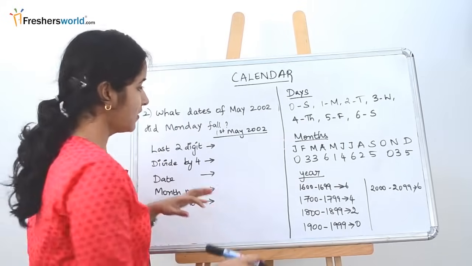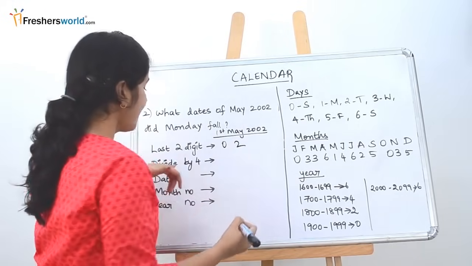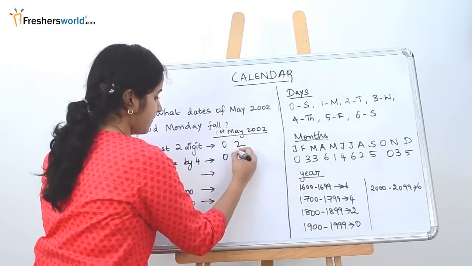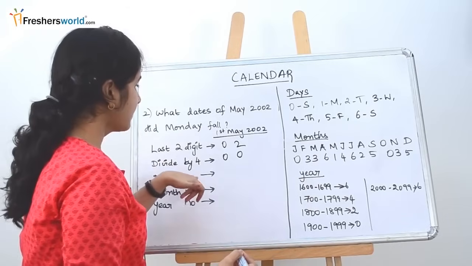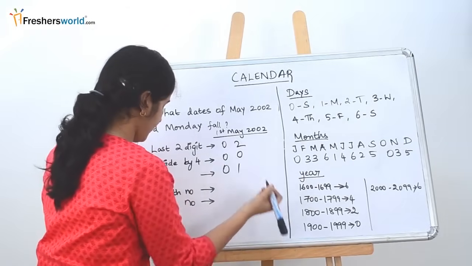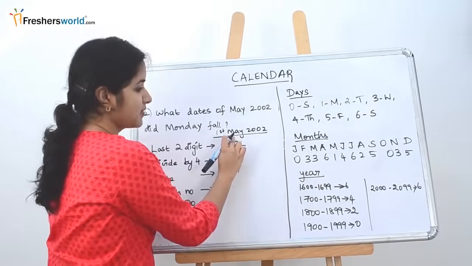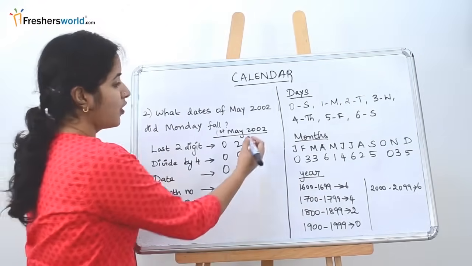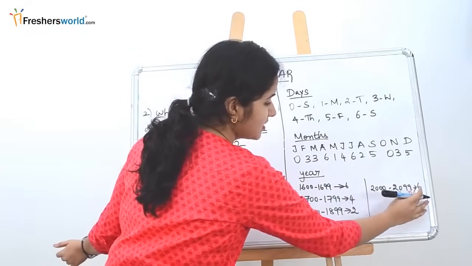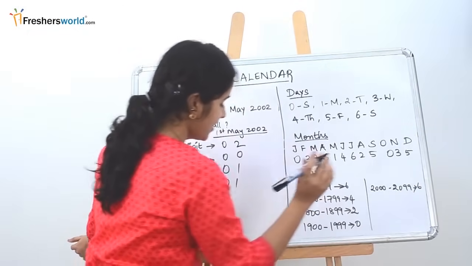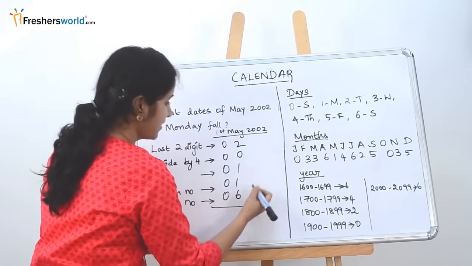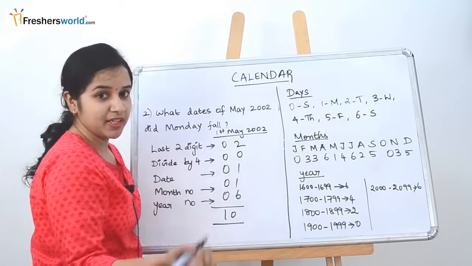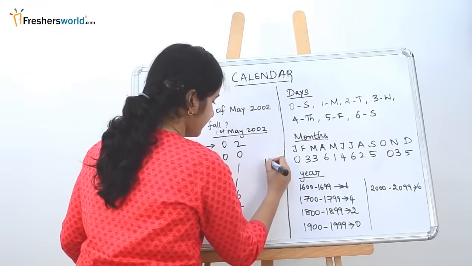Take the last 2 digits of the year, 02. Divided by 4, the quotient is obviously going to be 0. Next is the date. The date is 1st, 01. Next is the month number. It's May, and May corresponds to 1. So you write 1. Year number: 2002 falls under 2000 to 2099, so the number corresponding to it is 6. So 2 plus 3, 4, 10. Similarly, we have to divide it by 7.